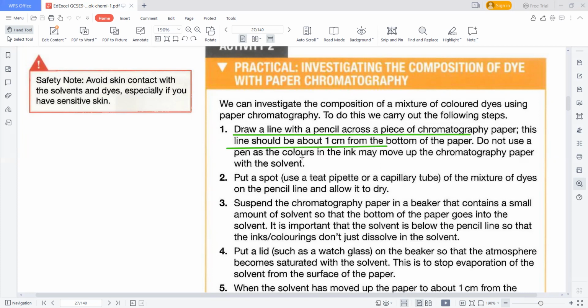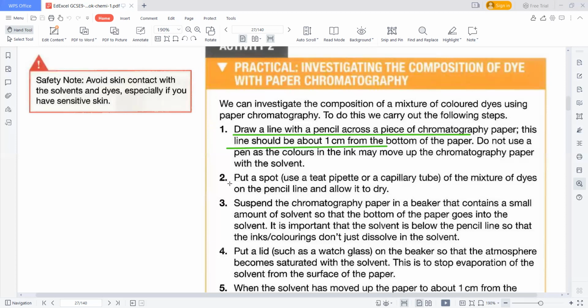Now, do not use a pen, as the colors in the ink may mix with the chromatographic paper and might leave some spots on it. So you have to take special care that the pencil does not leave anything on the paper, and the pen is also not recommended because it will leave spots on that particular page.